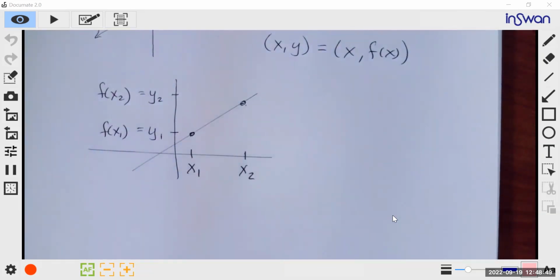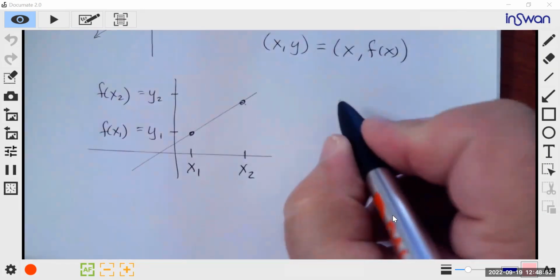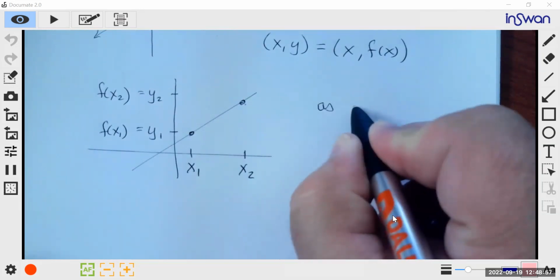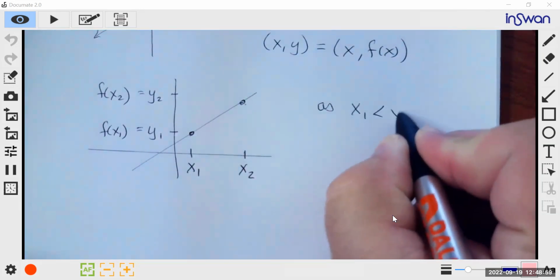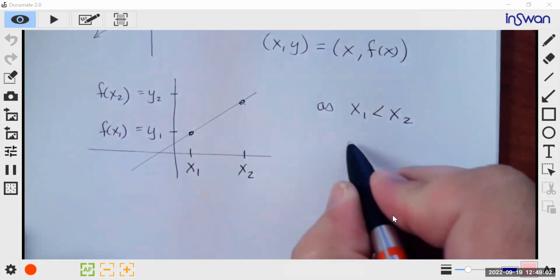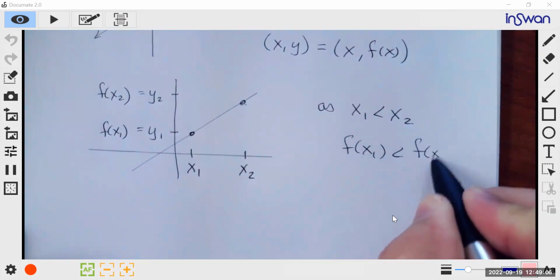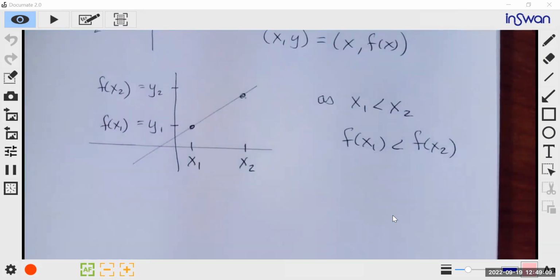In a more narrow view of this definition of increasing function, as x1 is less than x2, f of x1 is less than f of x2. Let that sink in. This is by definition what an increasing function is, looking at points.